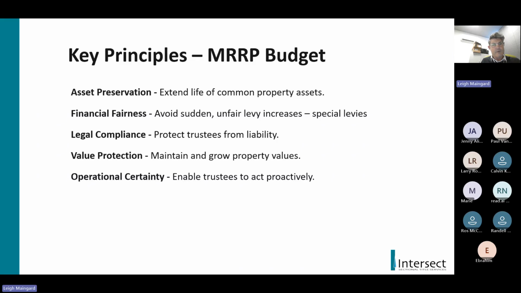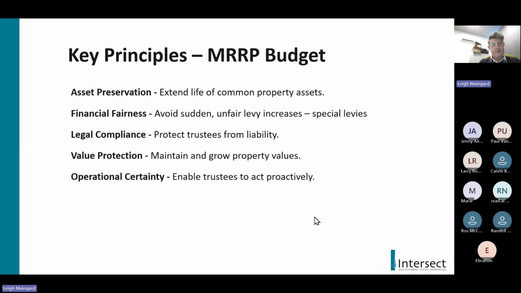So I think it's extremely important on this point as well that when owners go to an AGM, they don't just merely accept the 10-year maintenance plan, but they understand what the budget entails and what items, assets are going to be improved over the next 10 years.